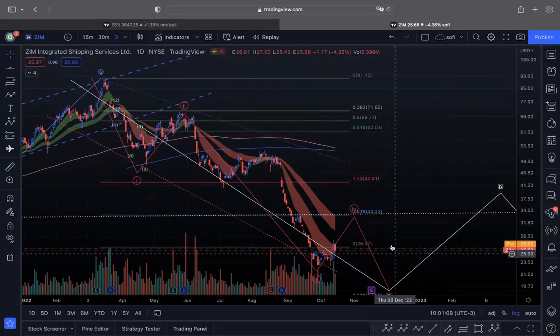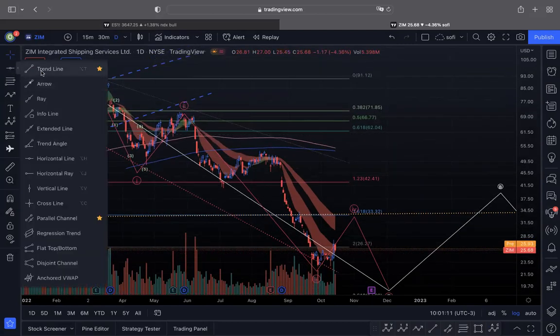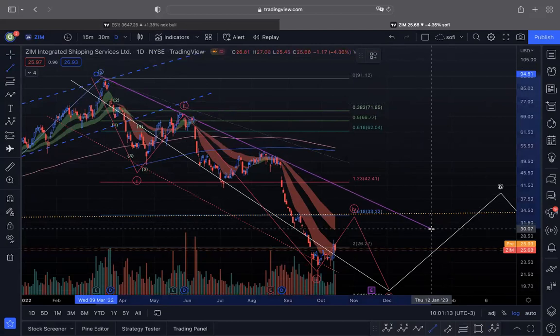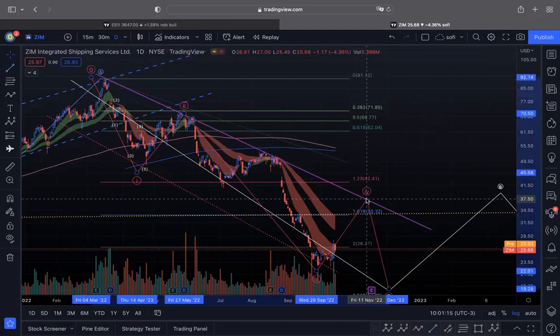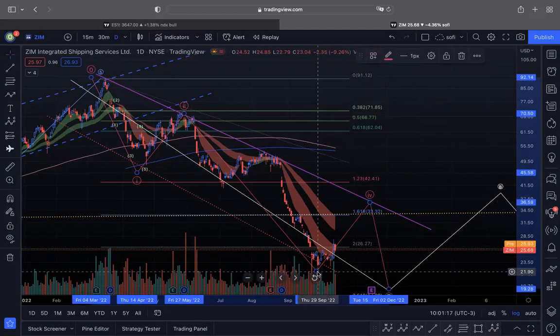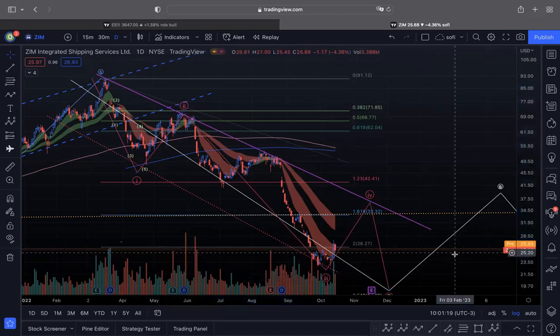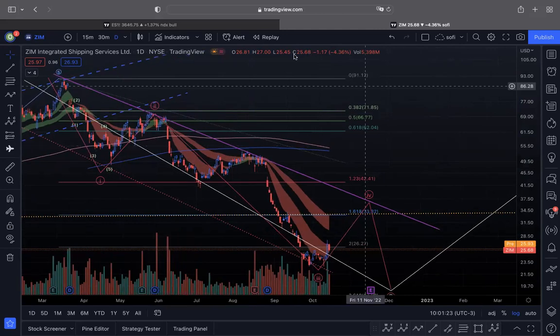So I have ZIM calls on here. It's more of an oversold bounce play. And we clearly have this channel going on. So we could definitely see a move up to that channel if the indexes allow that. So as long as it stays over 25, 24, it could possibly see that move up on ZIM.